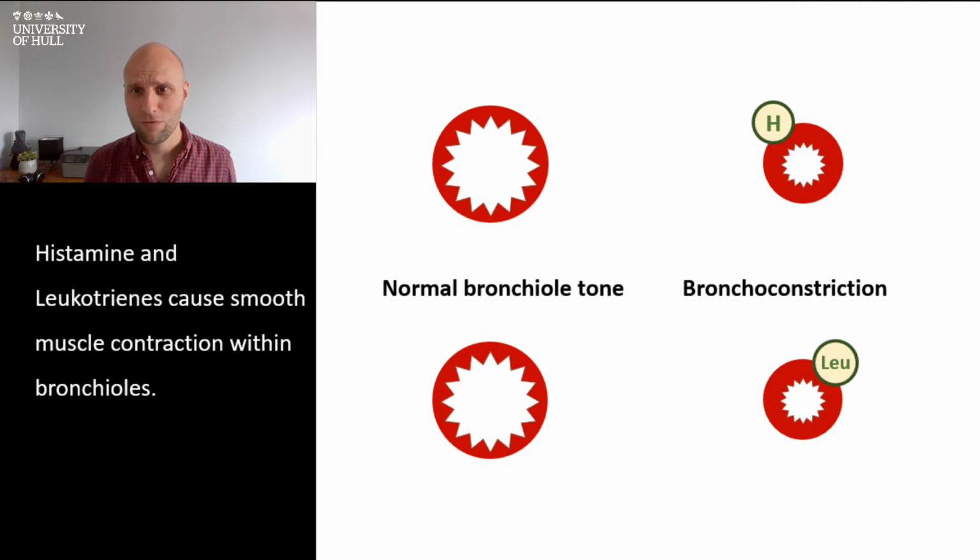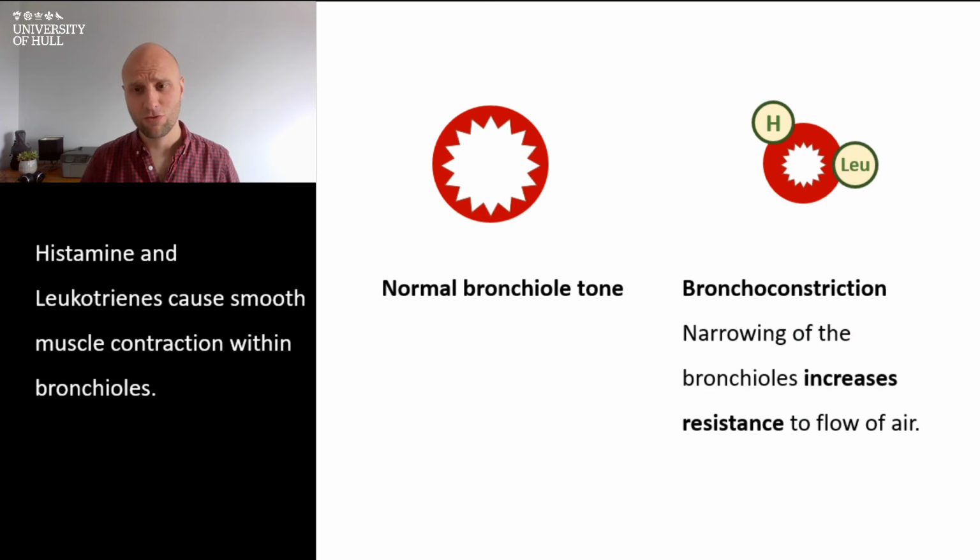Now, unfortunately, in the presence of the mediators that are released by the mast cell, histamine and also leukotrienes, these smooth muscle cells are stimulated to contract, and what happens in the bronchioles is that you get something called bronchoconstriction. So the lumen, the hole through which the air should travel, gets smaller, and as you can imagine, that increases resistance to the flow of air, making it more difficult to breathe in, but actually breathing out is extremely difficult as well.